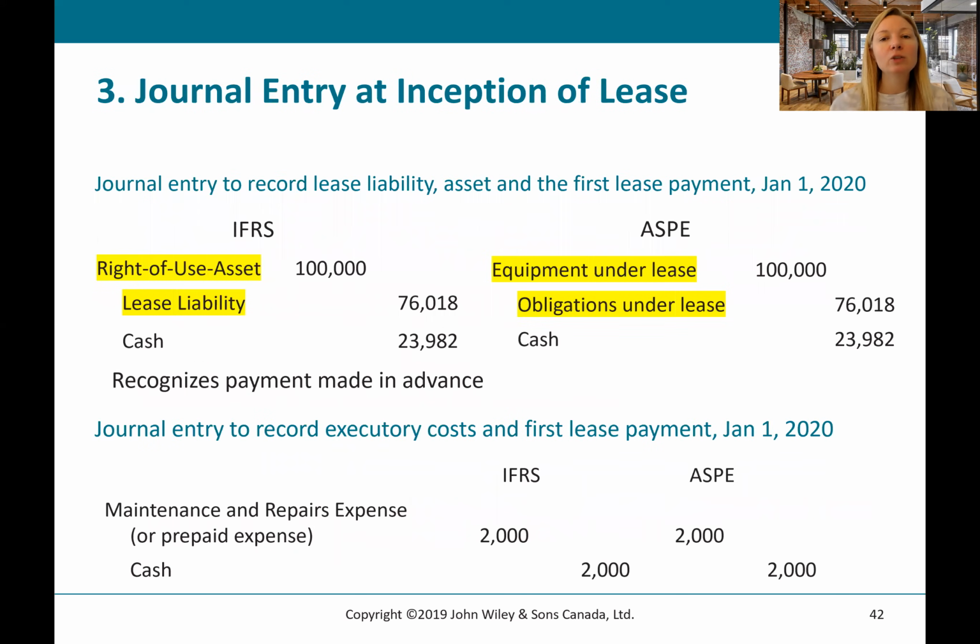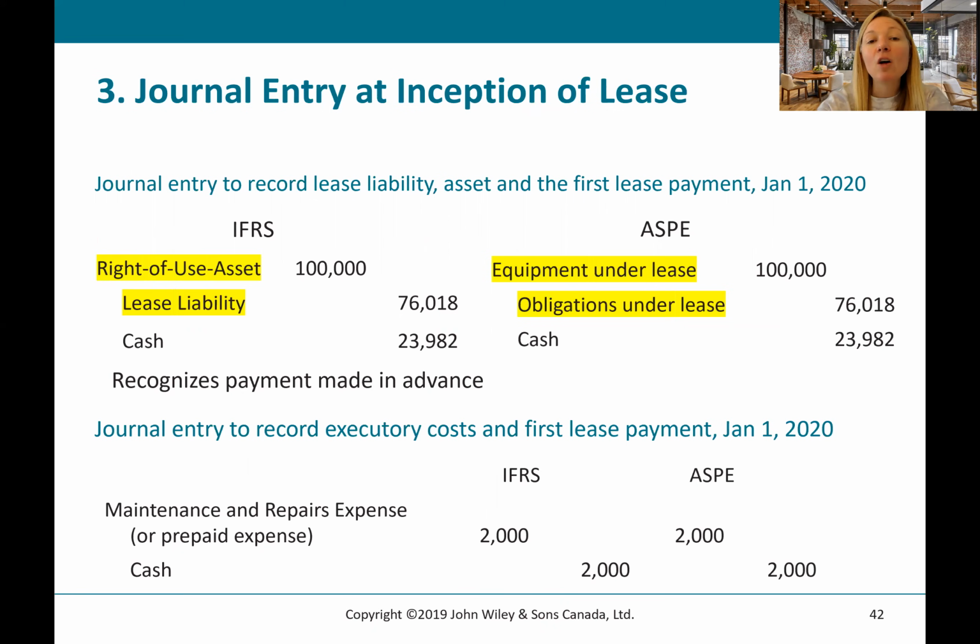So journal entry at the inception of the lease. The first thing we're going to do at the inception of the lease is put the asset and the liability on our statement of financial position. And of course, we're going to have our first lease payment that's due as well, because it's due at the beginning of the period. So you can see there, we've contrasted the journal entries between IFRS and ASPE.